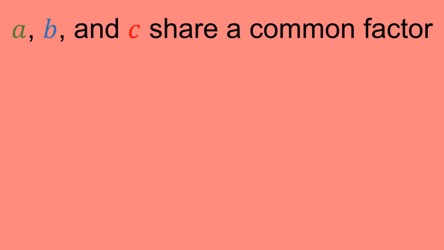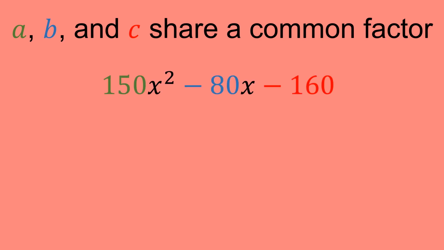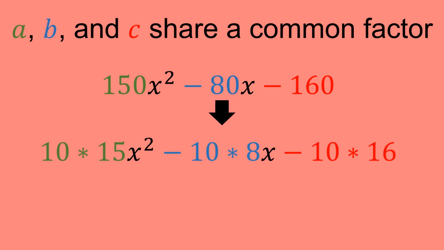Now let's move on to our hard problem. The only thing we're going to add to the medium level problem is that all our values a, b, and c will share a common factor here. Let's consider the problem 150x squared minus 80x minus 160. Notice that our a, b, and c terms all have a factor of 10. In other words, we can rewrite them as if they were all 10 times a different number for each value.